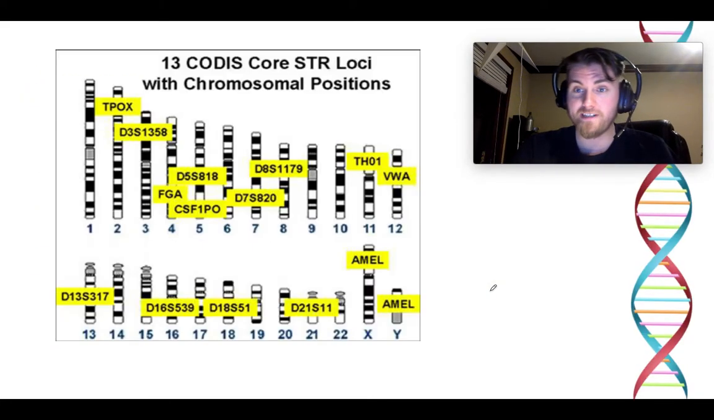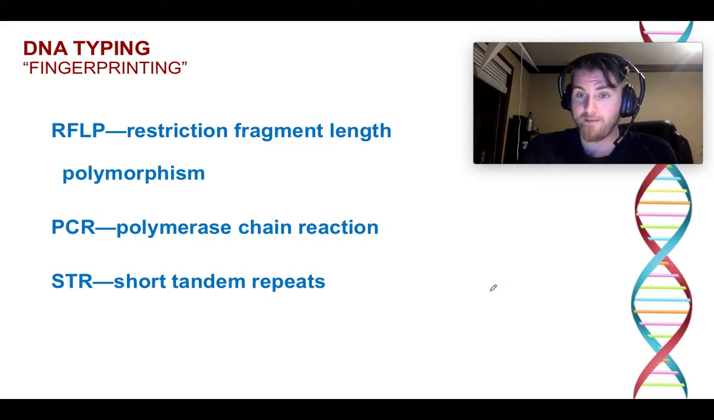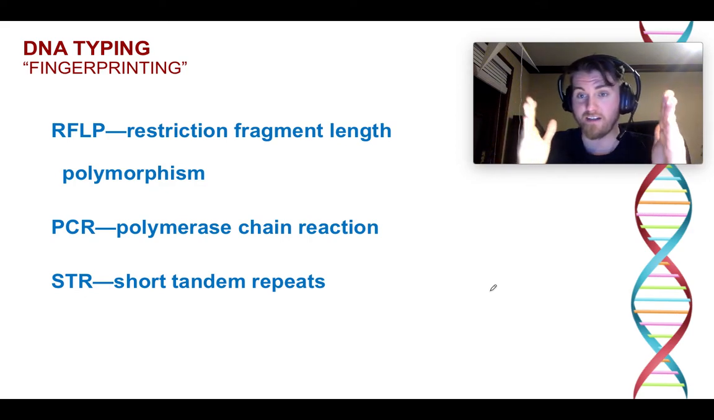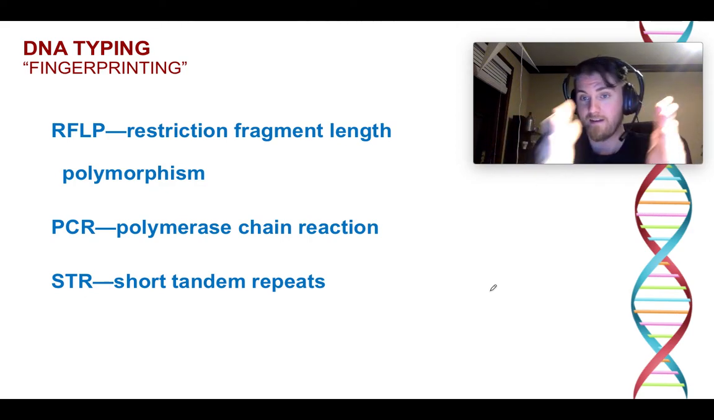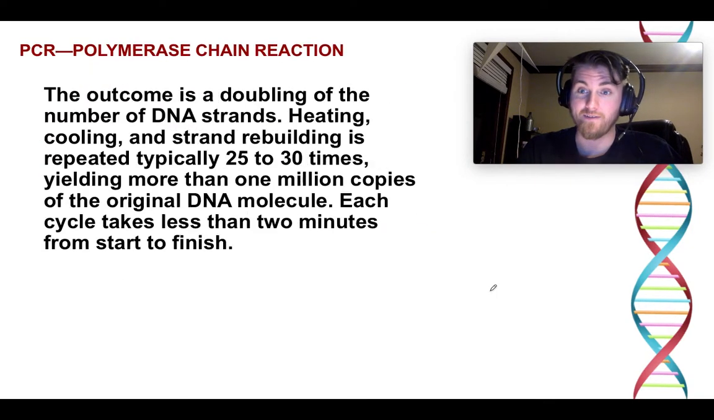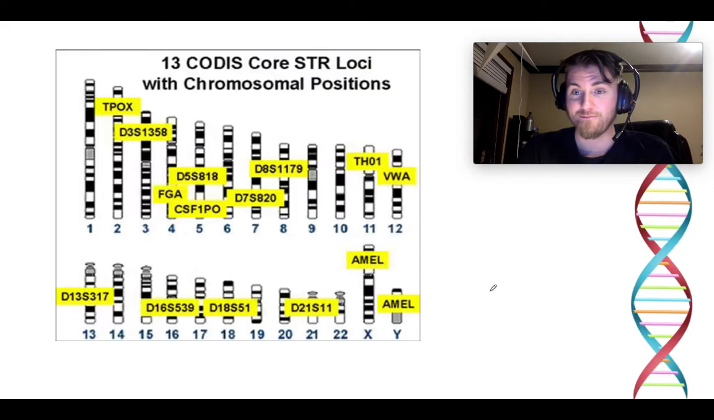But the three types, again, that you need to know are RFLP. It's how they cut and specifically section off that piece of DNA. PCR is how they amplify that DNA and multiply it time after time after time. And then finally, STR is how they digitize that DNA from those gel electrophoresis blocks. That's the main idea with all of this.